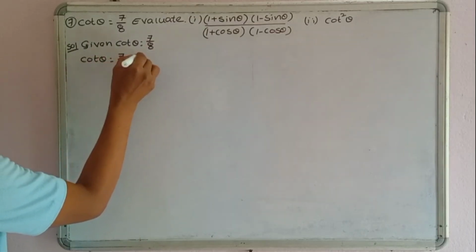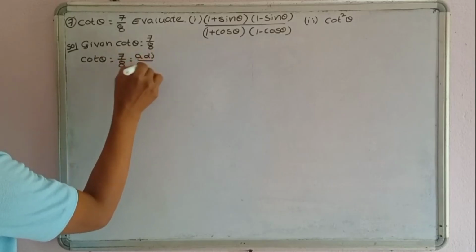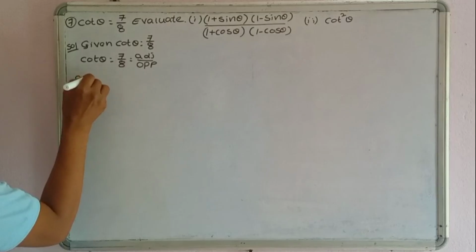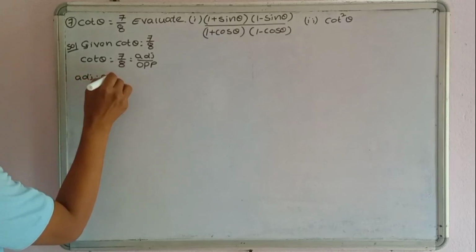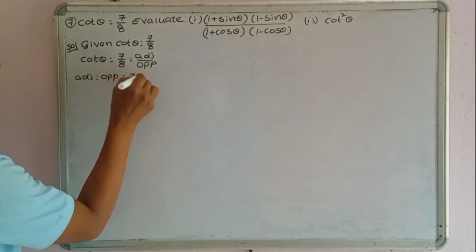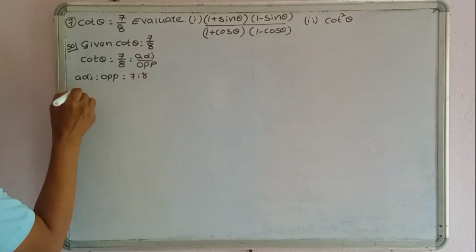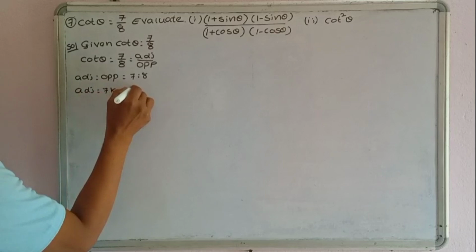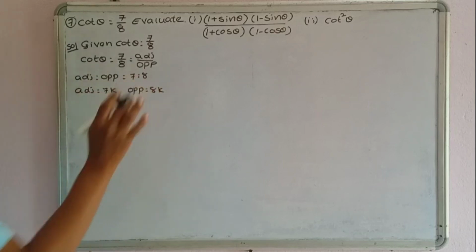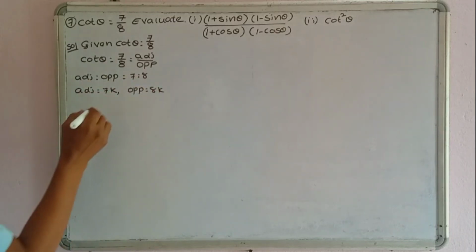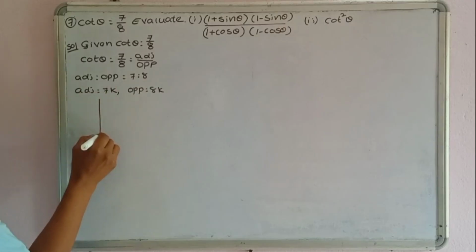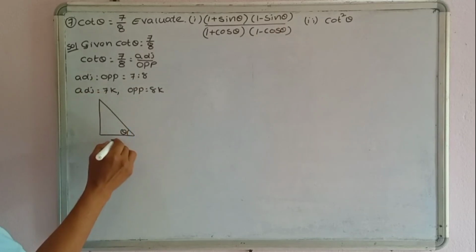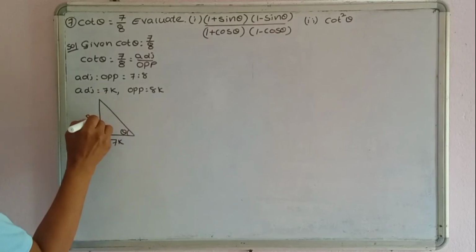Cot theta definition is side adjacent to theta by side opposite to theta. Okay. That means adjacent is to opposite equals 7 is to 8. Therefore, adjacent to theta equals 7k, opposite to theta equals 8k, where k is the constant. Okay. See, draw a right angle triangle. This is the angle theta. Adjacent is 7k, opposite is 8k.